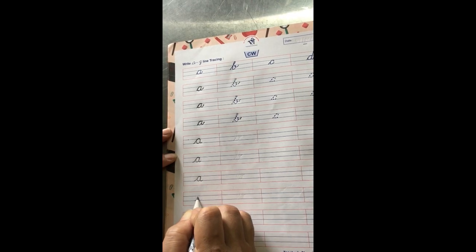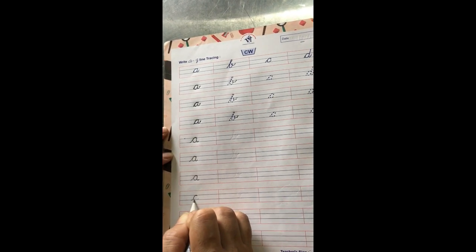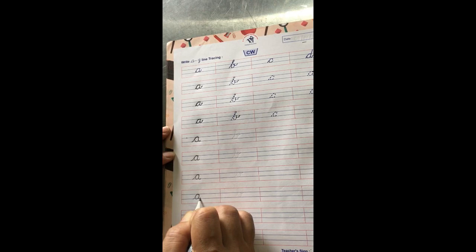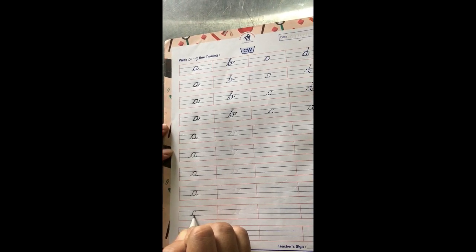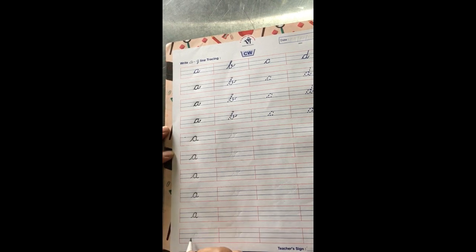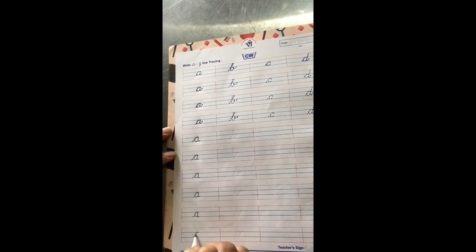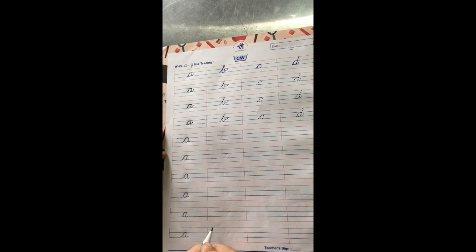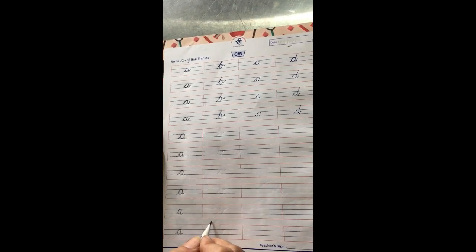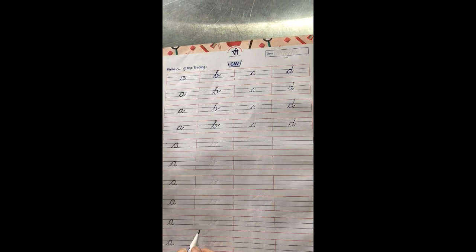Now we will complete this full line. We will write cursive A here in a full line. Okay, now last, write in a good and neat handwriting. All of you write in good handwriting. We complete this line. Okay, now we will go to cursive B.